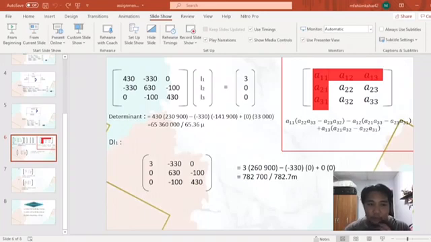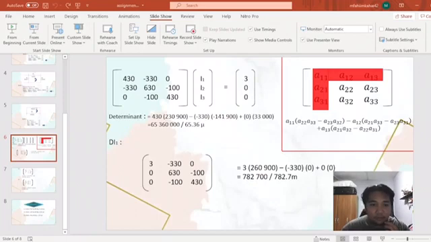So back to the equation, we have changed it to matrix form: a 3 by 3 matrix of unknowns and a matrix of answers. Based on the values of the 3 by 3 matrix, to find the original determinant, 430 multiplied with 230,900, minus negative 330 multiplied with negative 141,900, plus 0 multiplied with 33,000. The original determinant is 65,360,000, or in simple form 65.36 micro.